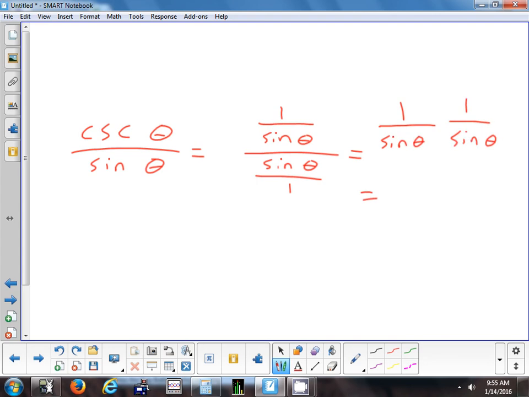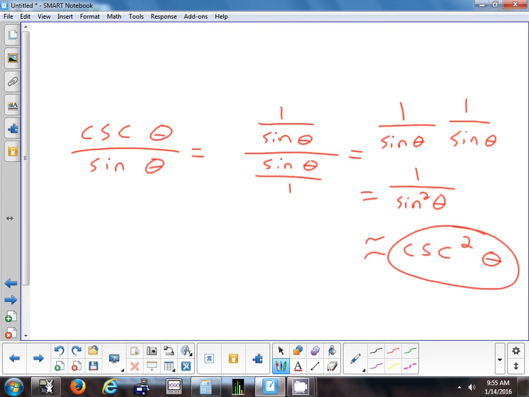And in this case, we get 1 over sine squared. Right. Now, one thing they might do to clean that up a little bit, if we flip sine, we get cosecant, well, if you flip sine squared, you get cosecant squared. Right. So if you take cosecant and divide by sine, it's the same as the cosecant squared.